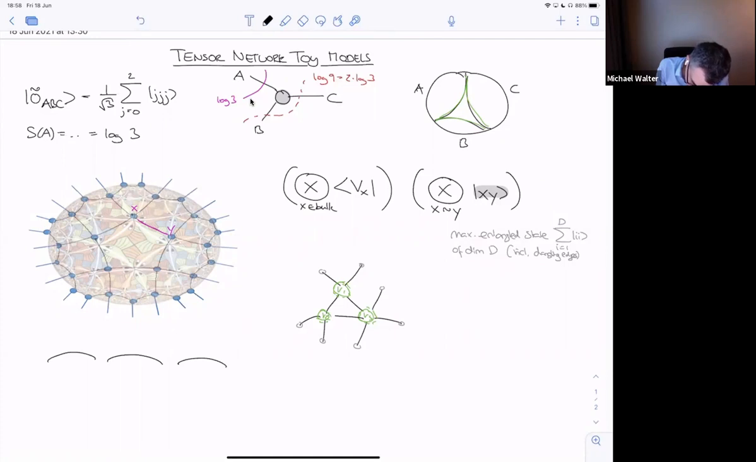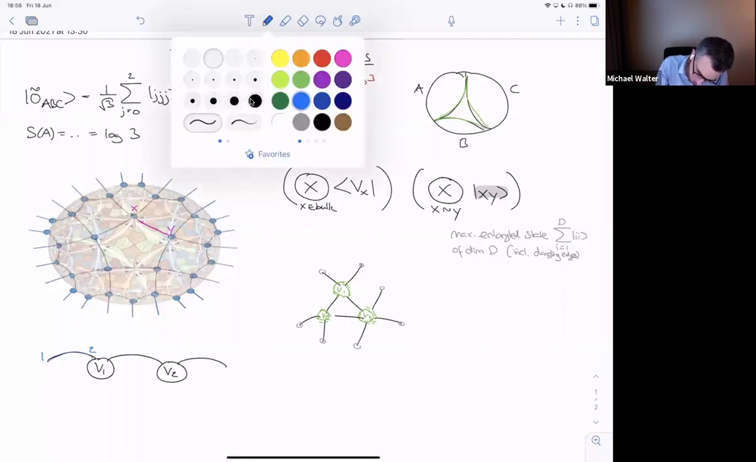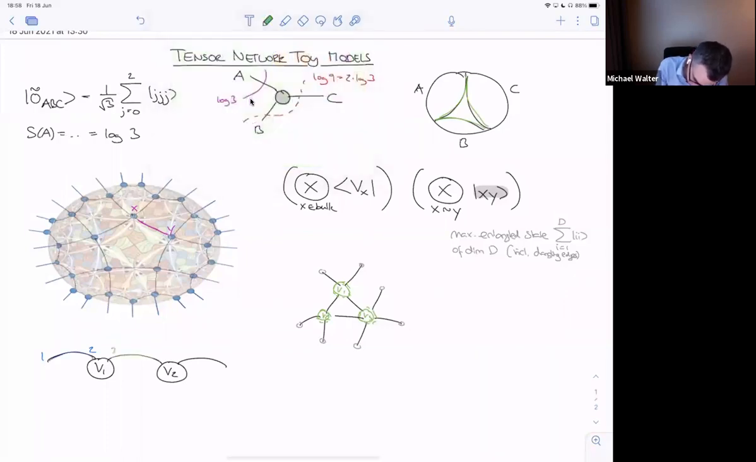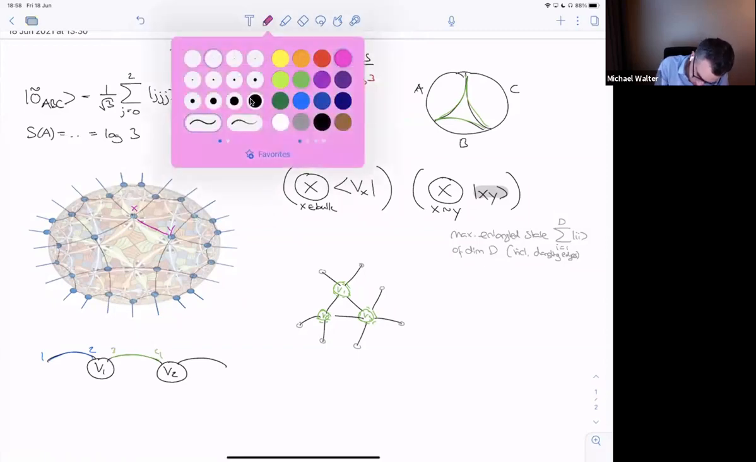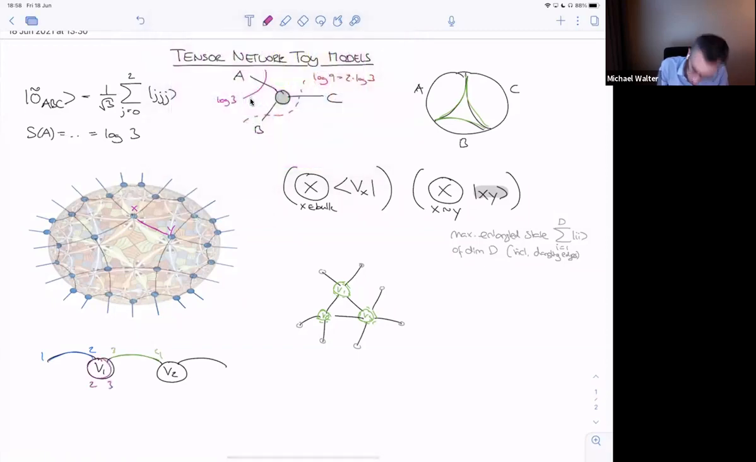Now I want to glue this one together by, say, vertex tensor one, vertex tensor two. You see that the first maximally entangled state has two subsystems, one and two. Those are the tensor factors on which this state lives. Maybe this one lives on subsystems three and four. But this tensor here is a tensor on subsystems two and three.